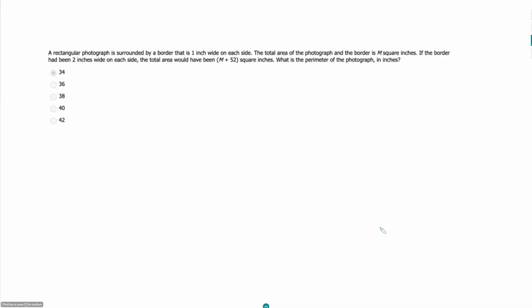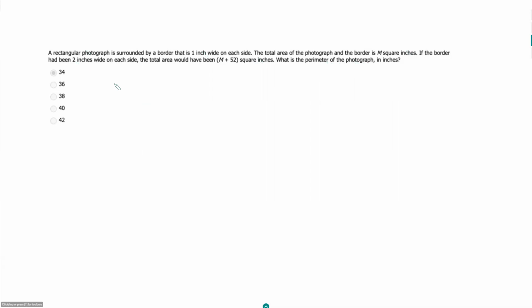A rectangular photograph is surrounded by a border that is 1 inch wide on each side. The total area of the photograph and the border is m square inches. If the border had been 2 inches wide on each side, the total area would have been m plus 52 square inches. What is the perimeter of the photograph in inches?